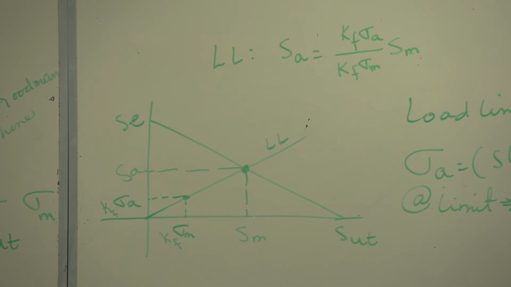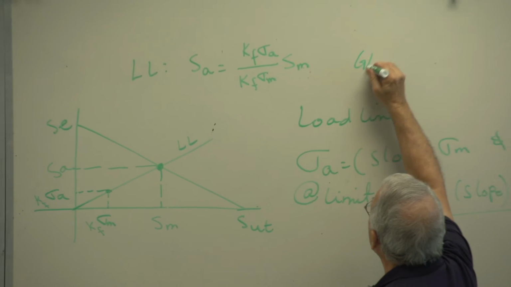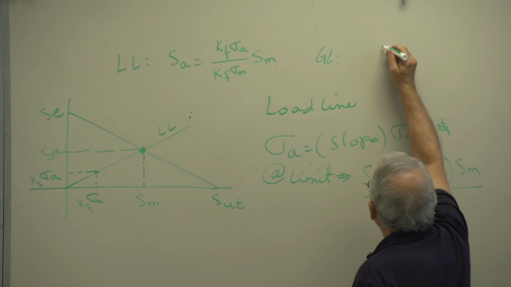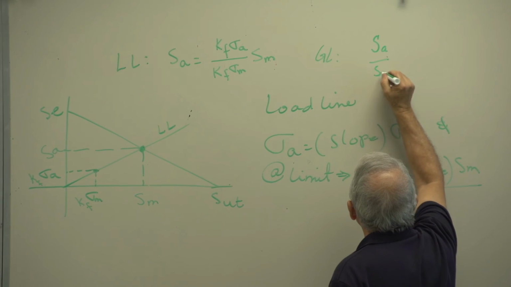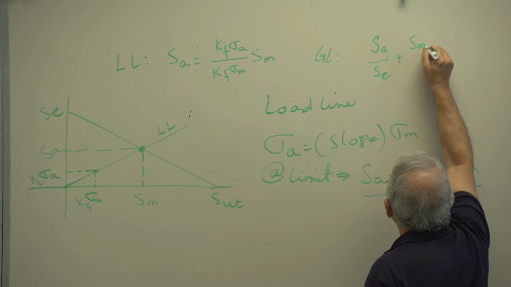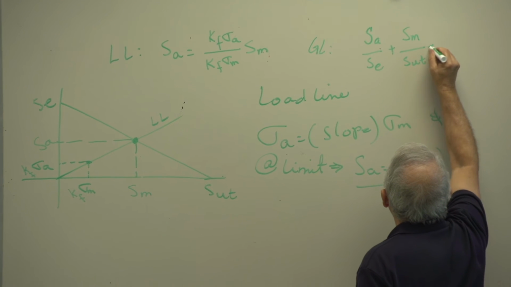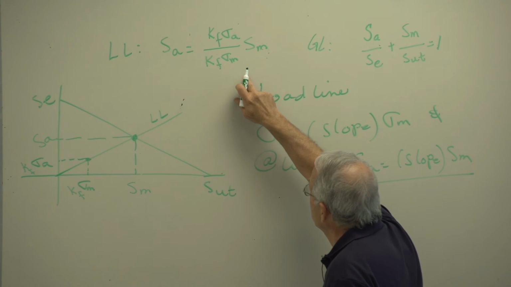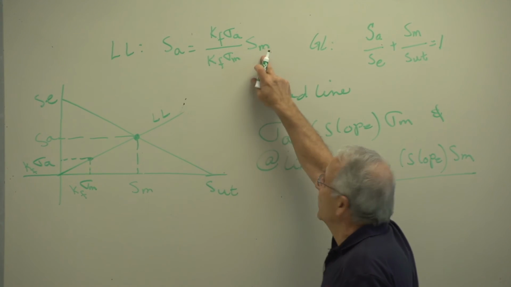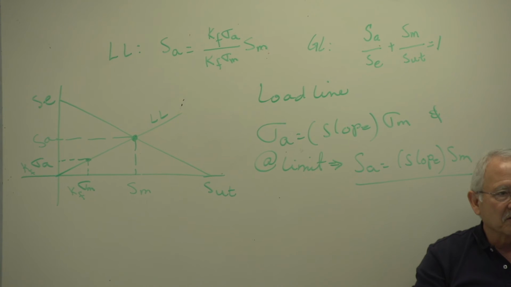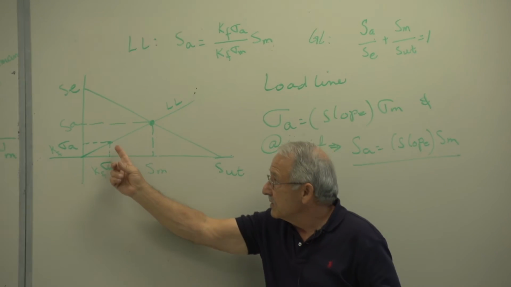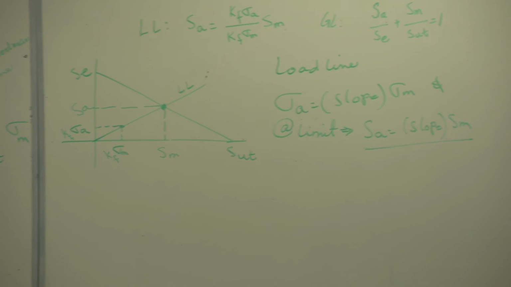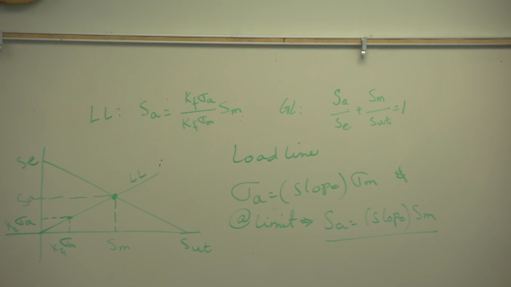I will also write the equation of the Goodman line for exactly the same point. So I say Sa over Se plus Sm over Sut equals 1. Now if I solve these two equations together, I find values for Sa and Sm, my limiting values. So don't write them in terms of these, just use that to find the slope of the load line. So that's what I've done here.